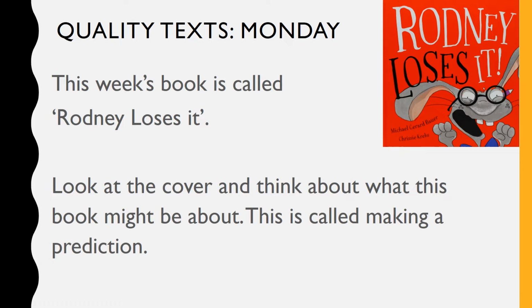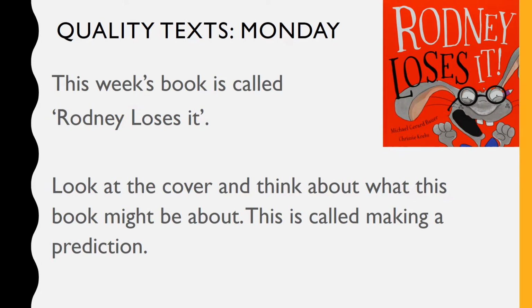This week's book is called Rodney Loses It. Look at the cover and think about what this book might be about. This is called making a prediction. So as you look at the cover, have a look at the picture on the cover. See if you can tell someone in your family what you think this book might be about. If you can't do that right now, just have a think and keep it in your brain to share later.